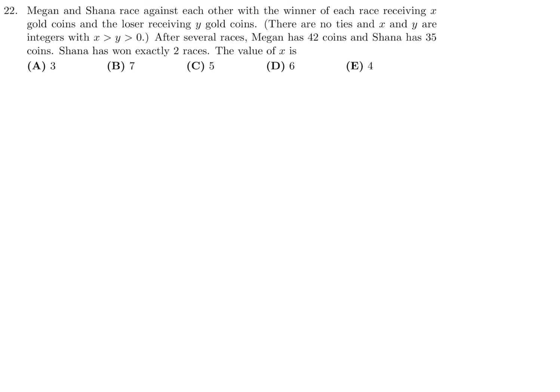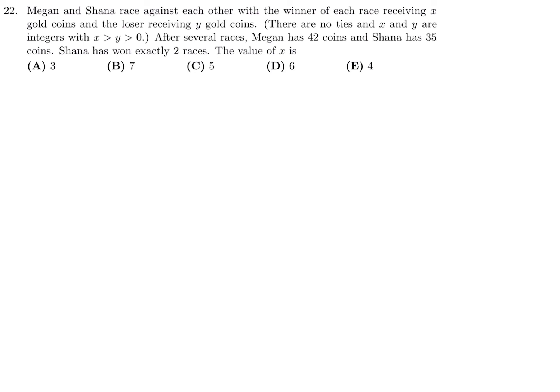Megan and Shayna race each other, with the winner of each race receiving X gold coins and the loser receiving Y gold coins. There are no ties, and X and Y are integers with X greater than Y greater than 0. After several races, Megan has 42 coins and Shayna has 35 coins. Shayna has won exactly 2 races. What is the value of X?